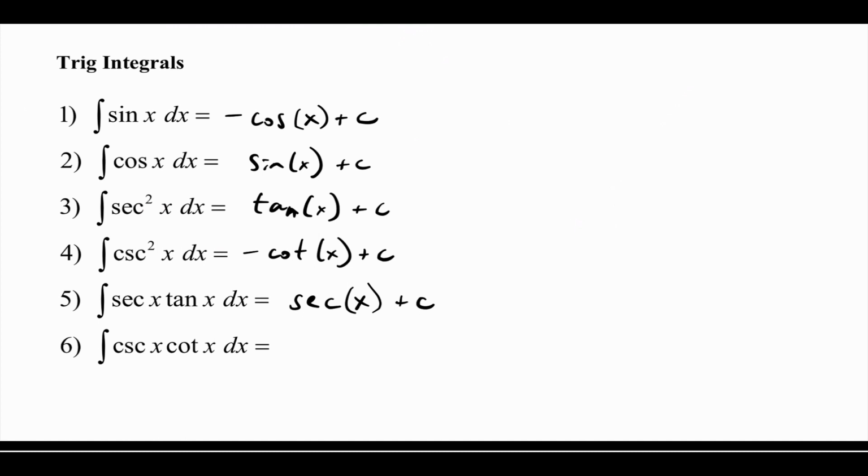Number 6 is like number 4. It's usually negative cosecant x, cotangent x. So we got to put a negative cosecant x plus c.